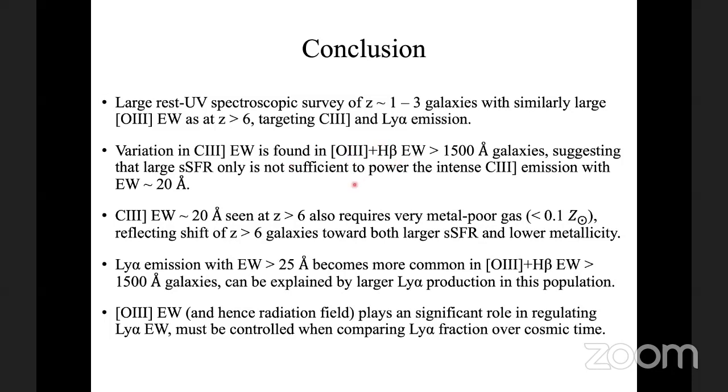This suggests that the large specific star formation rate is not sufficient to power the intense carbon-3 emission. The carbon-3 emission, about 20 angstrom, also requires a very metal-poor gas, reflecting a shift of the redshift larger than 6 galaxies toward both a large specific star formation rate and a lower metallicity. We found for galaxies with very large optical line equivalent width, strong Lyman-alpha emission becomes more common, and this can be explained by a larger Lyman continuum and also a Lyman-alpha production rate in this population.